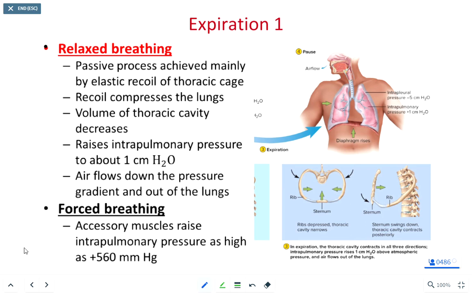If we decide to force air out of our lungs, so we have active or forced expiration, we'll contract the internal intercostals, contract the rectus abdominis, and some other accessory muscles, and increase the pressure in our thoracic cavity and within our lungs by 500 millimeters of mercury. And that pressure gradient of 500 millimeters of mercury causes air to be forced out of our lungs very rapidly during forced expiration.